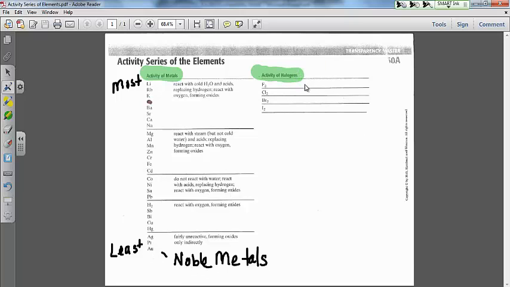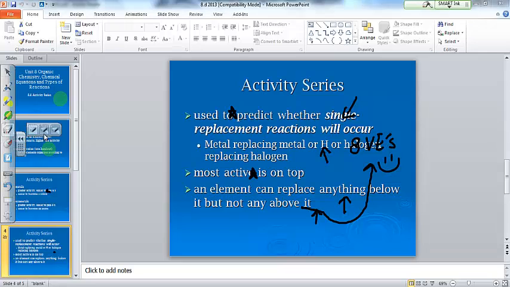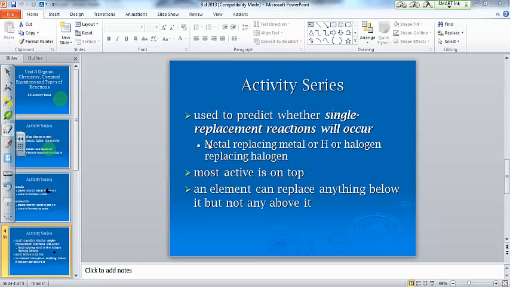You also have an activity list of the halogens, where again up top you have the most active, which is fluorine because it's the most electronegative, and the least active, which is iodine, on the bottom. Okay, so if we come back over here, you've got your activity series. It is used to predict whether single replacement reactions will occur or not.